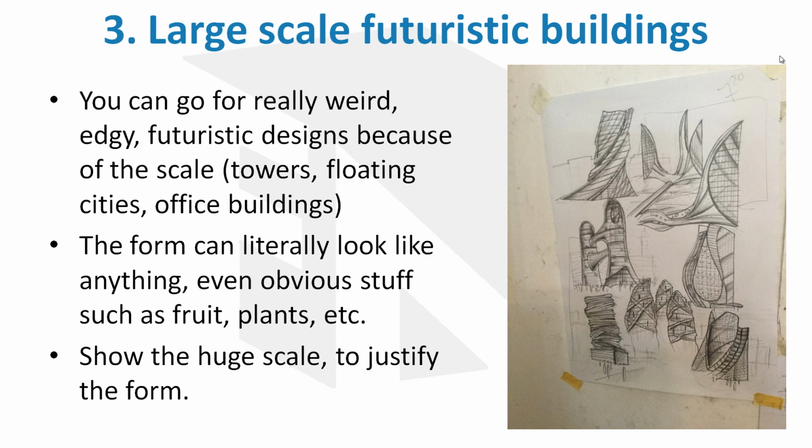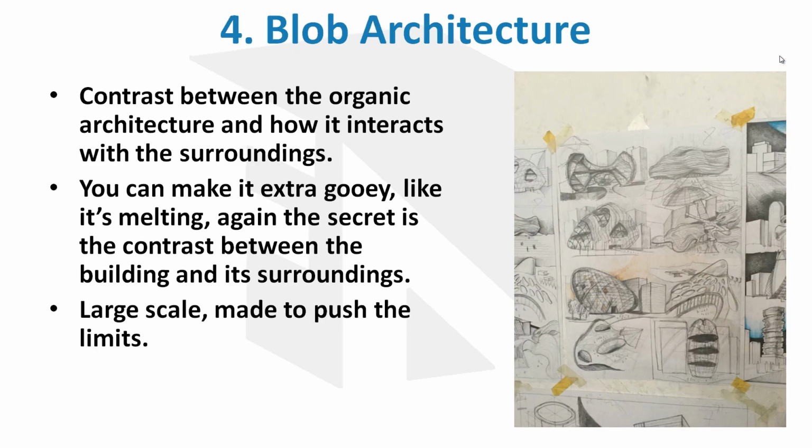Let's have a look now at category number 3, which would be large scale futuristic buildings. They are really weird, okay? They're huge: towers, floating cities, all sorts of weird office buildings. The form can literally look like anything. But again, there are some motifs that come from nature. So you need to show that scale to justify that something like that could work. It's kind of a subtle balance. We will be talking about how to not make them look too weird.